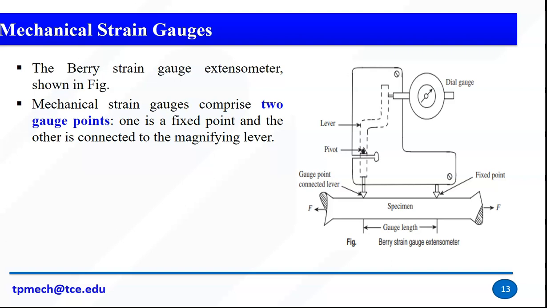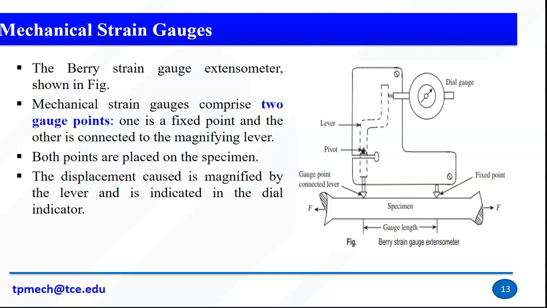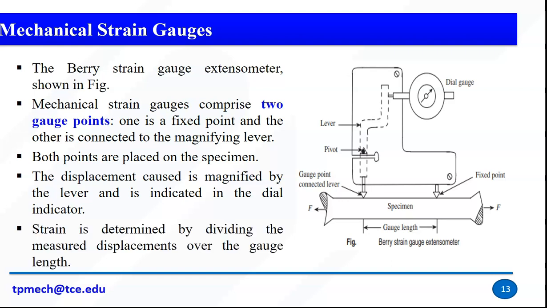So we are going to measure the strain with the help of mechanical deformation. That's why this comes under mechanical strain gauges. Both points are placed on the specimen. The displacement caused is magnified by the lever and is indicated on the dial indicator. So the displacement of the gauge point will be transferred to the dial gauge. Strain is determined by dividing the measured displacement by the gauge length. If you have 10 gauge lengths, you need to measure 10 times, and the average is considered the strain.